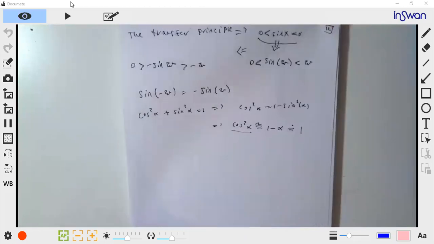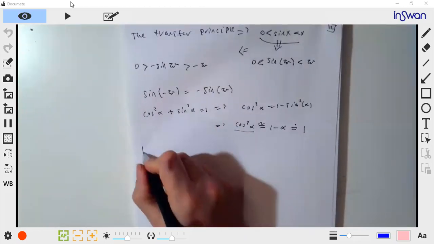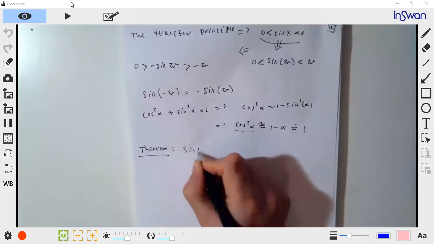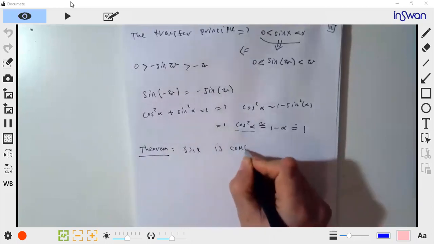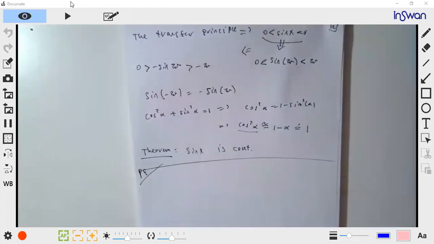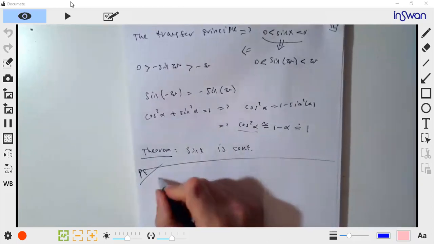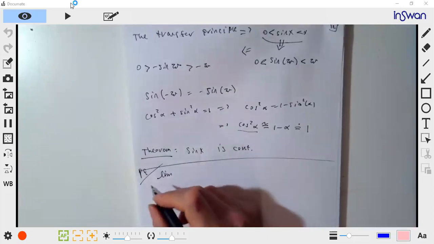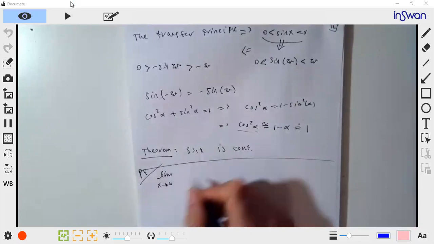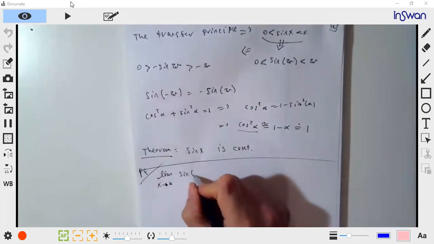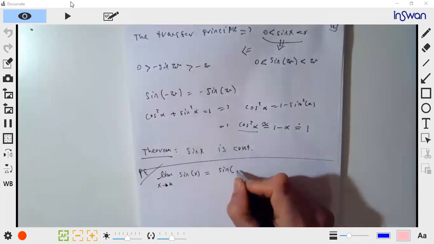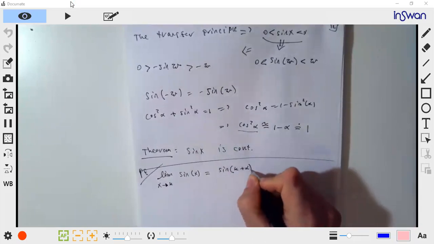So let's prove that the sine of x is continuous. Here's our theorem. To do that, we have to take the limit as x approaches some arbitrary real number k of sine of x. Notice that this is the same thing as evaluating sine of k plus alpha.